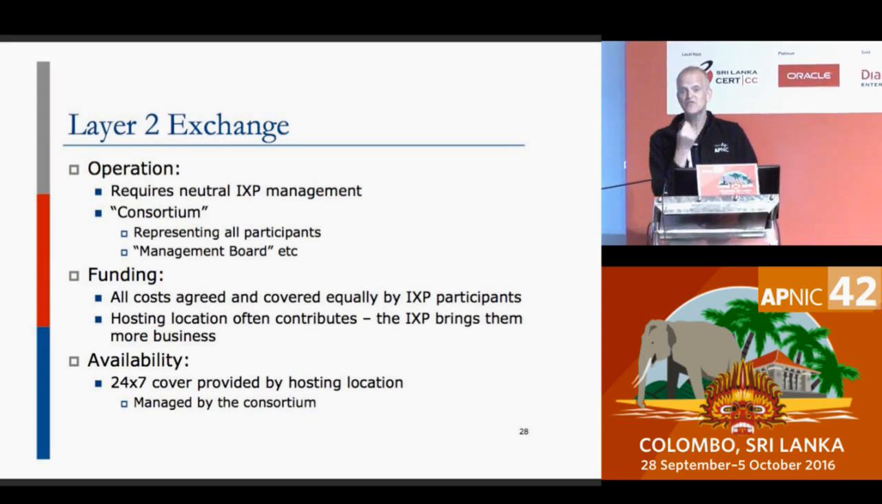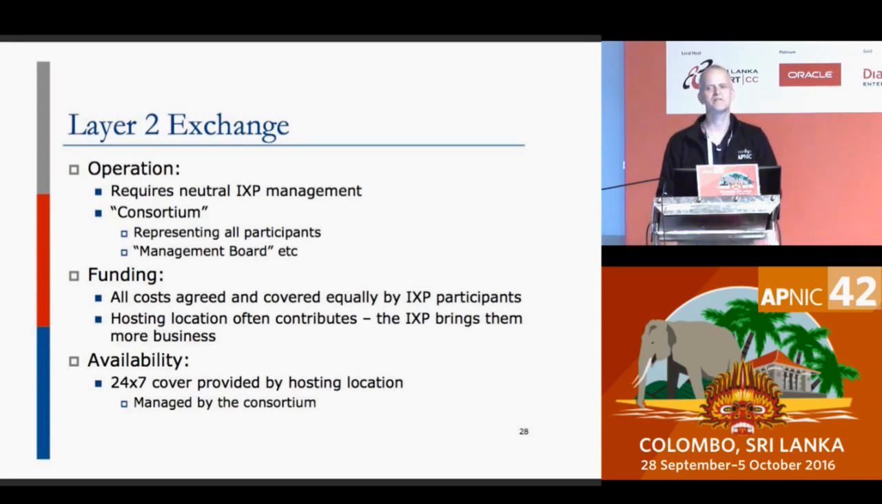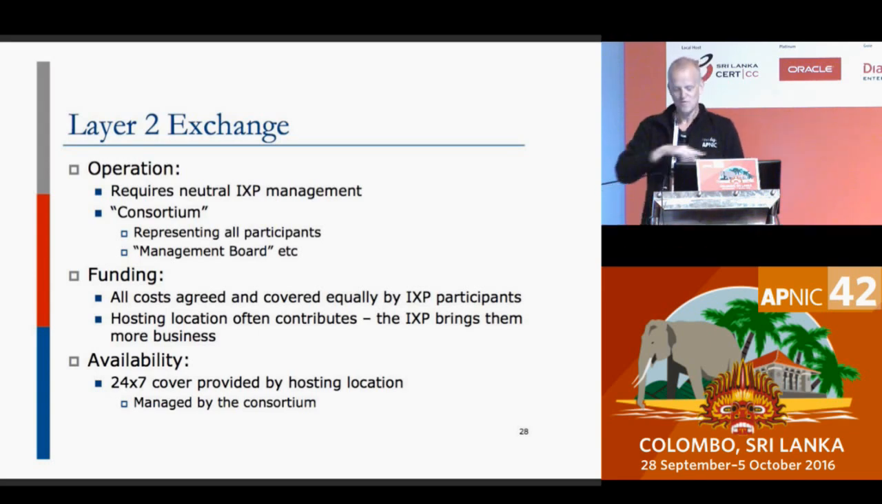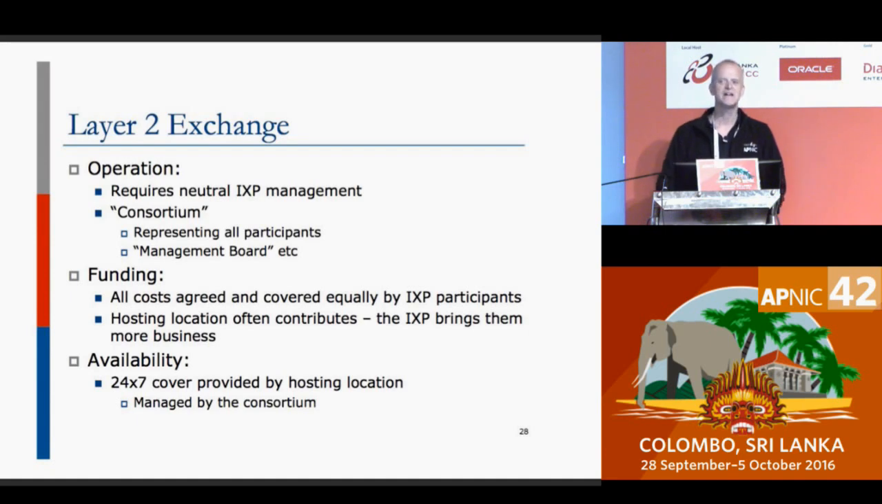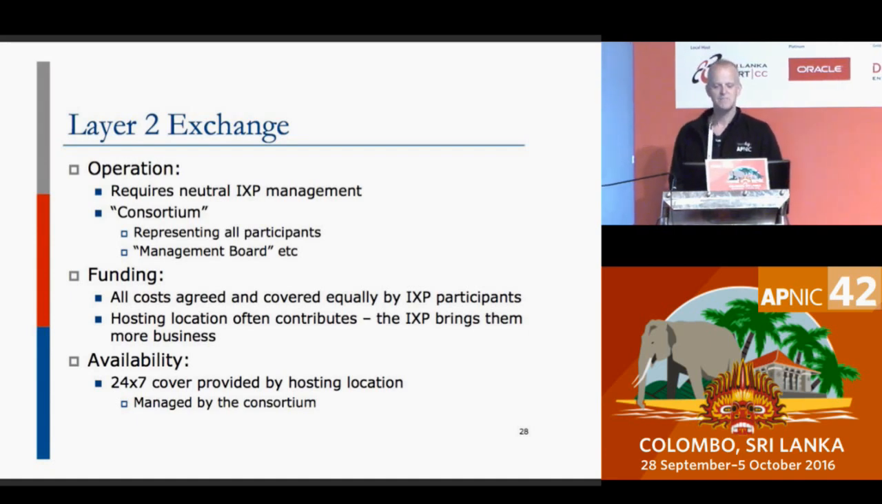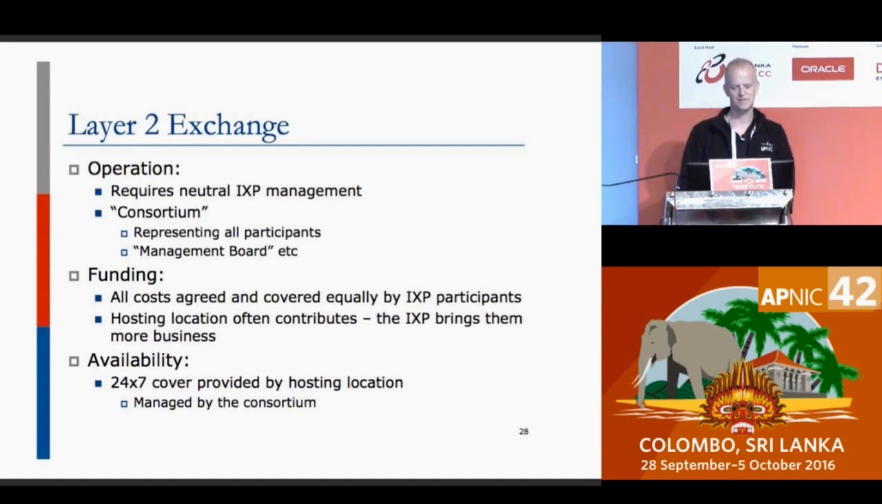Operation requires a neutral management. Neutrality is important when participants are represented. So the management board is generally run by all the participants. If it's not run by all the participants, at least the operations staff have oversight by the members. After all, it is for the members. The members are interconnecting to benefit performance and throughput between the networks. So those are the folks who would generally run it.